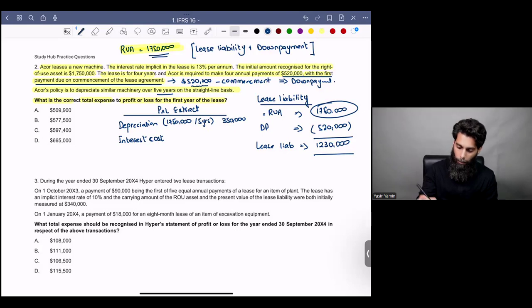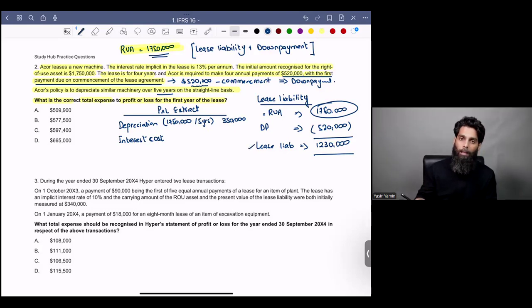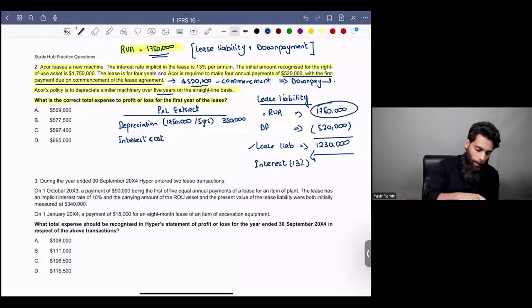Very good. Makes sense. What should be the interest cost? Now, I can go and prepare a lease amortization schedule, but for a question like this, I don't even need to do that. I could have done this in my examination just by using a calculator. You see, my opening lease liability I have determined is 1,230,000. And I know for sure that interest cost will be calculated on the lease liability on 13%. So just by taking 1,230 and multiplying it by 13%, I will be given an amount of 159,900. I can write the same here.